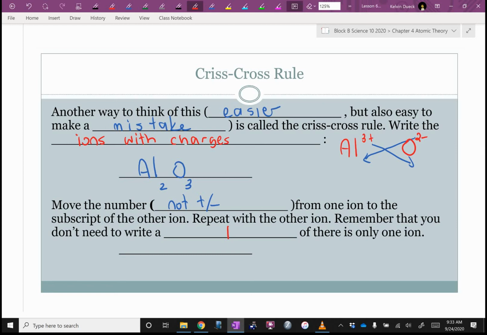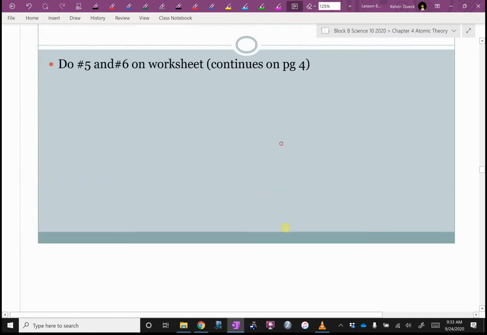Okay? Where do kids get this mixed up? They confuse these numbers with those numbers. They confuse the subscripts with the ion charge. Don't do that. I don't have a really good way to remember it.